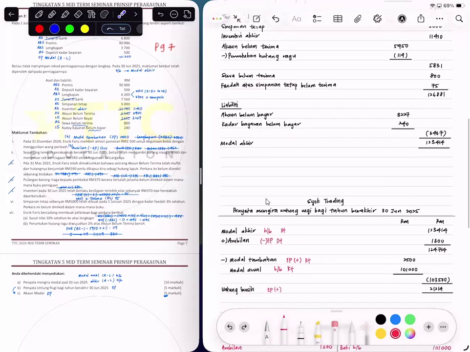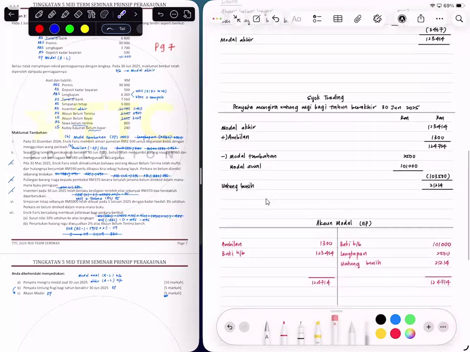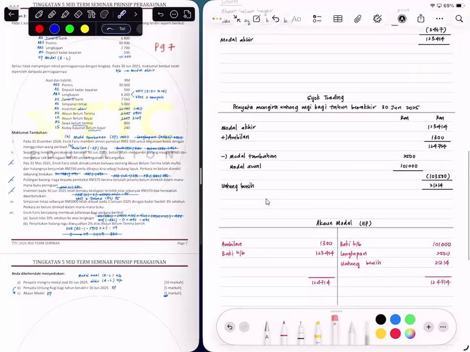After that, for penyata untung rugi, wait, I move it here. I remove first. Okay. Then you need to apply your untung and rugi per se, ambilan and modal tambahan given in the question. Apply it into the format of penyata mengira untung rugi, which is actually to terbalik the sequence of your EPPKK. Starting by modal awal, then add ambilan minus modal tambahan together with modal awal, then you get the final answer, positive, untung bersih. Okay, so everything here for penyata untung rugi is just following the format that we explained just now.